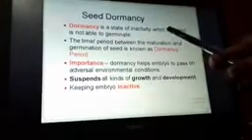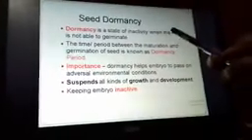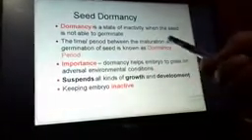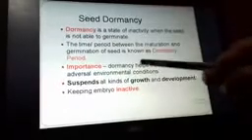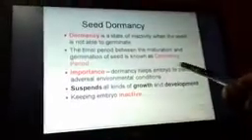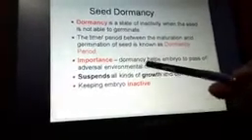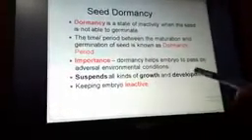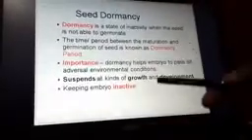Now seed dormancy. Dormancy is a state of inactivity when the seed is not able to germinate. The period between the maturation and the germination of a seed is known as the dormancy period. Now the importance of dormancy. Dormancy helps the embryo pass through adverse environmental conditions, suspends all kinds of growth and development, and keeps the embryo inactive during unfavorable conditions till favorable conditions arrive.